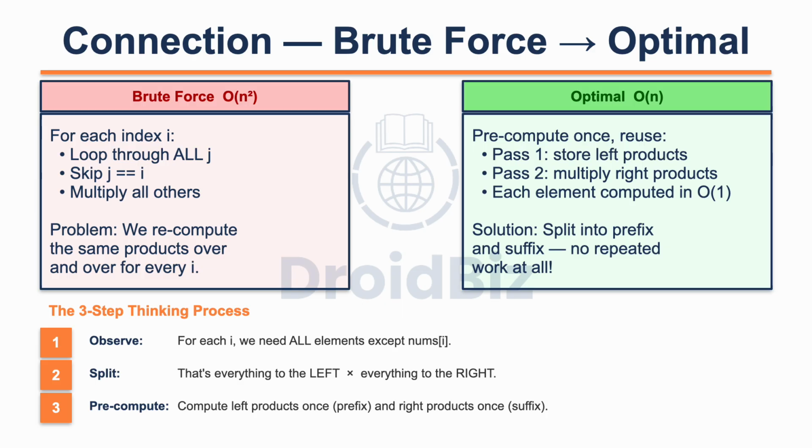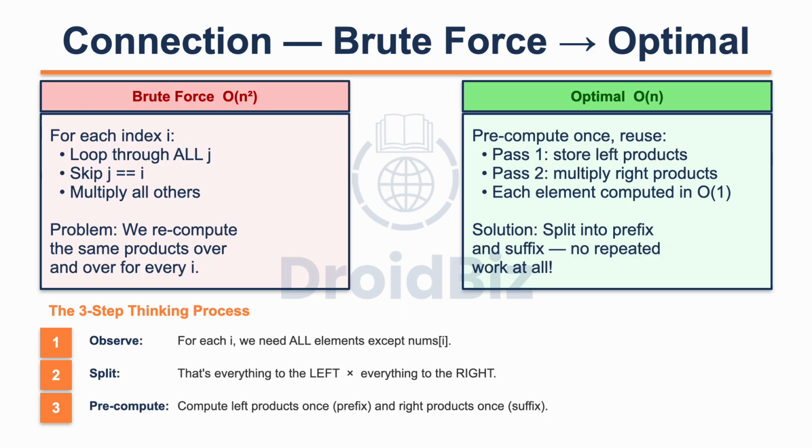Step 1, observe. For each index i, we need the product of all elements except nums at index i. Step 2, split. We realize that all elements except nums at i can be split into 2 parts, everything to the left of i and everything to the right of i. The answer at i is just those 2 parts multiplied together.